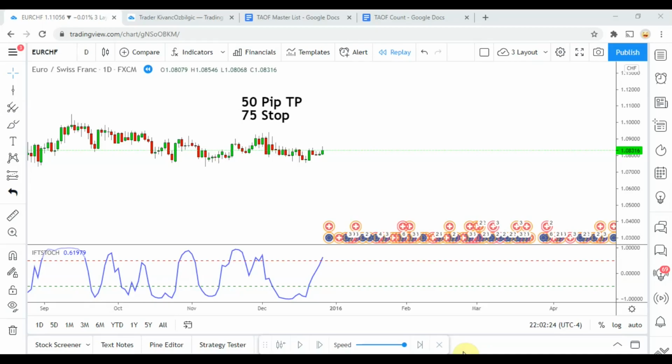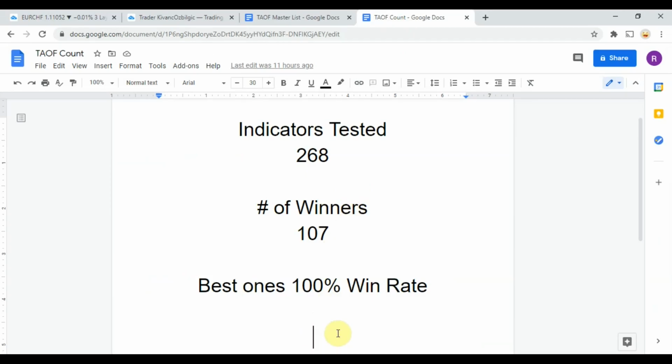Okay, as I said, today we will be testing the inverse Fisher transform on the stochastic. Before we do though, I wanted to put the indicator scoreboard up for everyone to see. So, to date, we have tested 268 indicators. And out of those 268 indicators, 107 of them have been winners, which means that they have met or exceeded the 60% win-loss ratio threshold that we have set for them. The best ones so far were able to achieve a 100% win rate.